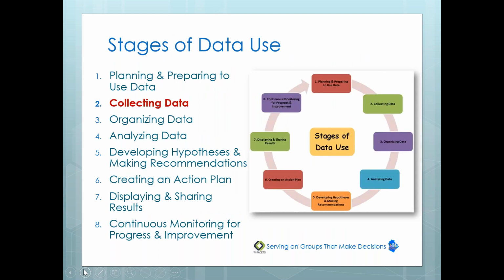So the next step in working with data is to collect it. And the data should be collected for a specific reason or purpose relevant to the work of the group. You can collect data for the whole group yourself, or you can use data that somebody else collected. The question the group needs to answer when you're collecting data is, how do I find the data, both new and existing, that I need?